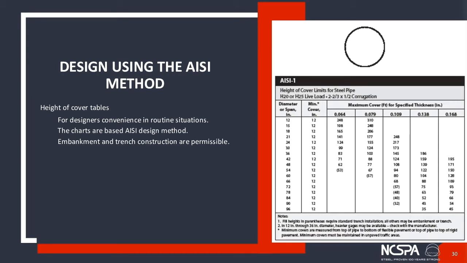So what's shown in this slide is a height of cover table. You can see that it shows the height of cover limits for a 2 2/3 by 1/2 inch corrugation profile. You can see that it shows the minimum cover by diameter. Diameter goes down the left side of the table.